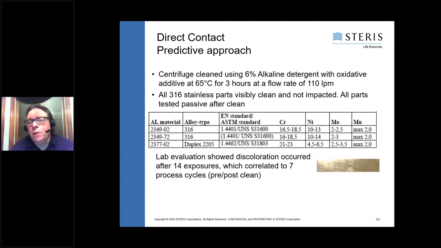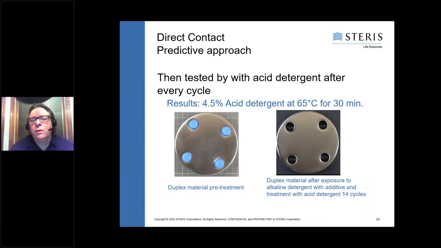We can evaluate a lab model and go through a series of soiling and cleaning and see at what point we see some discoloration. In this case, we saw discoloration after 14 exposures and cleaning evaluations. We can then incorporate an acid detergent wash after the alkaline detergent and evaluate to see if there's an improvement. Incorporating a 4.5% acid detergent at 65 degrees for 30 minutes following the cleaning procedure can maintain that duplex material well out after 14 cycles.